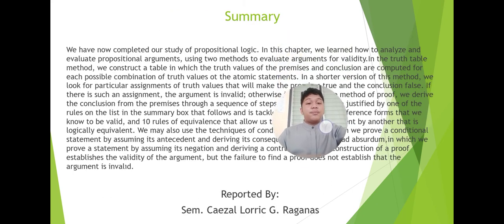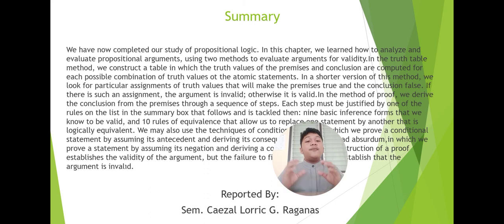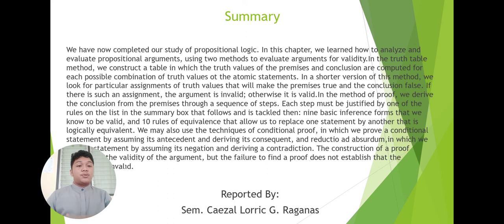So for the last part, the summary. We have now completed our study of propositional logic. In this chapter, we learned how to analyze and evaluate propositional arguments using two methods. To evaluate arguments for validity in the truth table method, we construct a table in which the truth values of the premises and conclusion can be computed for particular assignments of truth values, looking for an assignment that will make the premises true and the conclusion false. If there is such an assignment, the argument is invalid.